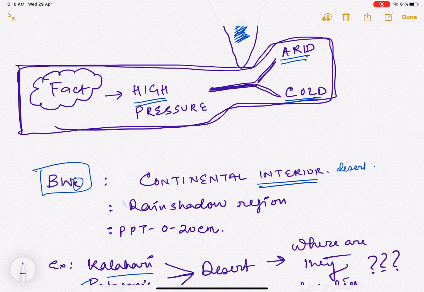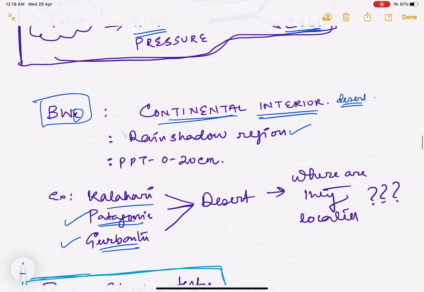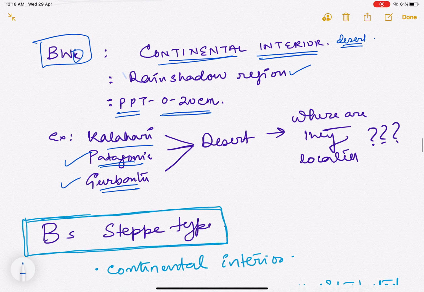Next, the BWK type of climate is nothing but your continental interior deserts. These are also called the cold desert. Why? Because of the rain shadow interior. Next, the precipitation over here is 0 to 20 centimeter. That's it, nothing else.